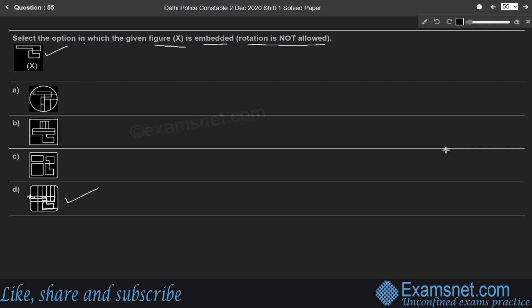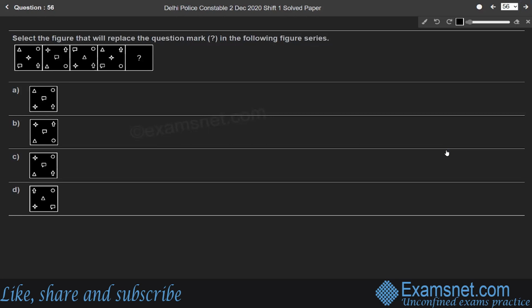Right? Next question. Question 56. Select the figure that will replace the question mark in the following figure series. So the series is like this, right? In which the symbols on the left side. So what are the symbols on the left side? So look at figure 1, 2, 3, 4. So symbols on the left side move along with the central symbol, including this central symbol, in anti-clockwise direction. That means in this direction. So symbols on the left side move along with the central symbol in anti-clockwise direction.